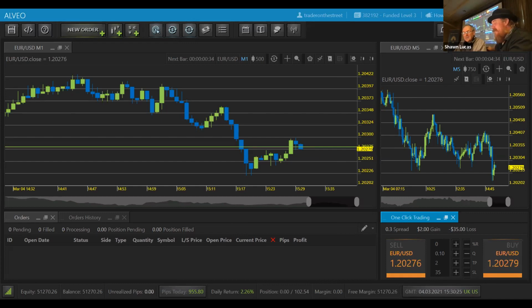All right, so now we've got to wait. We need to just wait and see, wait for another move, either a continuation of this reversal or a retracement back down.